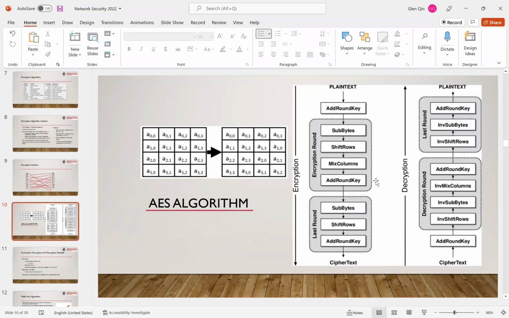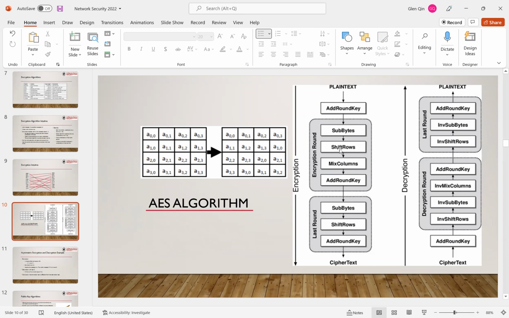Now, pay attention: it's not a one-time deal. They have to do a lot of things. They do this 16 times. Each time, for example, the substitution of bytes means you substitute one byte with another byte. You have to make sure this is reversible, so you keep a table. Whenever you substitute a byte, you know how to substitute it back. So this is called reversible.